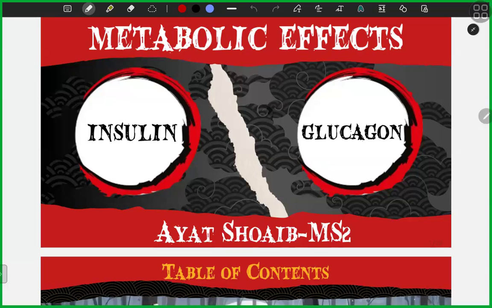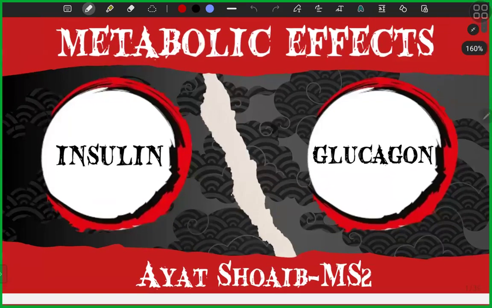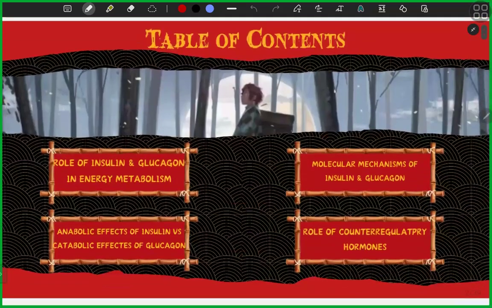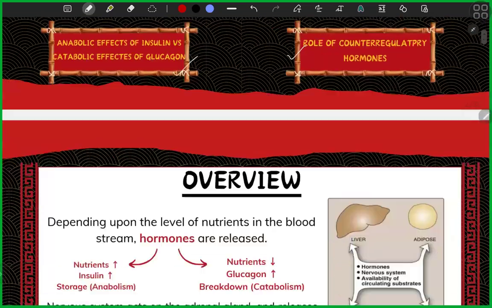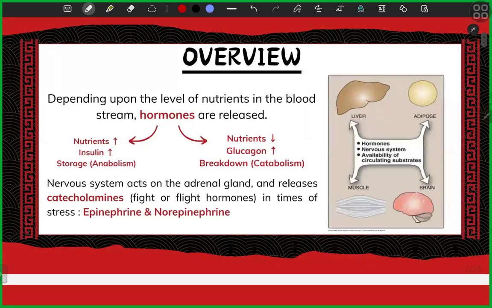Good evening, everyone. My name is Ayat. I'm a second year medical student, and today we'll be covering MOL 10, metabolic effects of insulin and glucagon. We'll be going over the role of insulin and glucagon in energy metabolism, then the anabolic effects of insulin and the catabolic effects of glucagon, then the molecular mechanisms, basically the physiology of insulin and glucagon, and then the counterregulatory hormones, basically the hormones that go against some of the main hormones that we're going to be talking about.